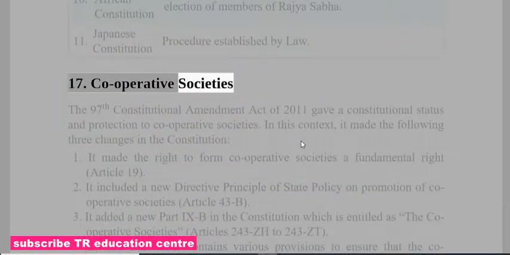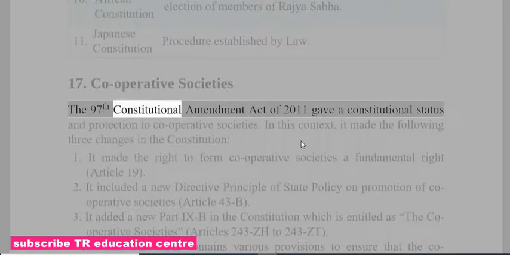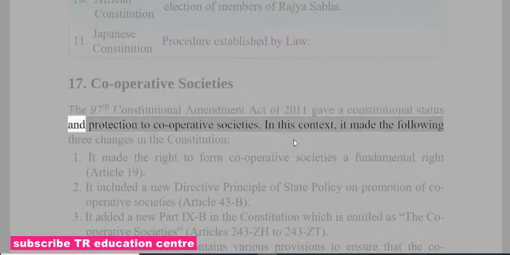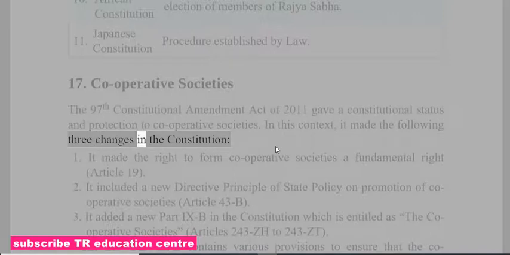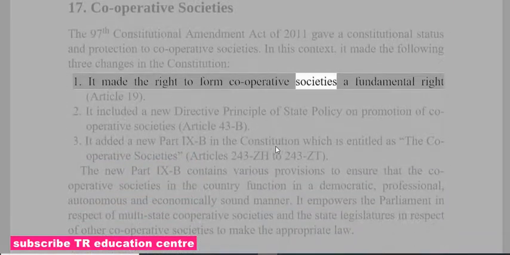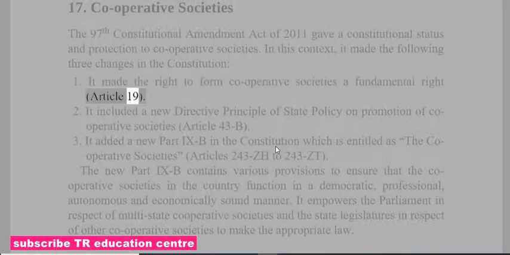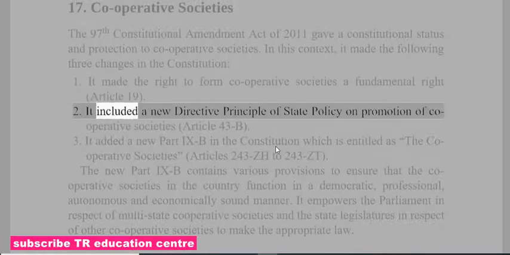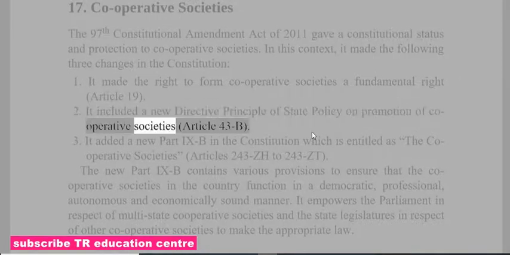17. Cooperative Societies. The 97th Constitutional Amendment Act of 2011 gave a constitutional status and protection to cooperative societies. In this context, it made the following 3 changes in the Constitution. 1. It made the right to form cooperative societies a fundamental right, Article 19. 2. It included a new directive principle of state policy on promotion of cooperative societies, Article 43-B.